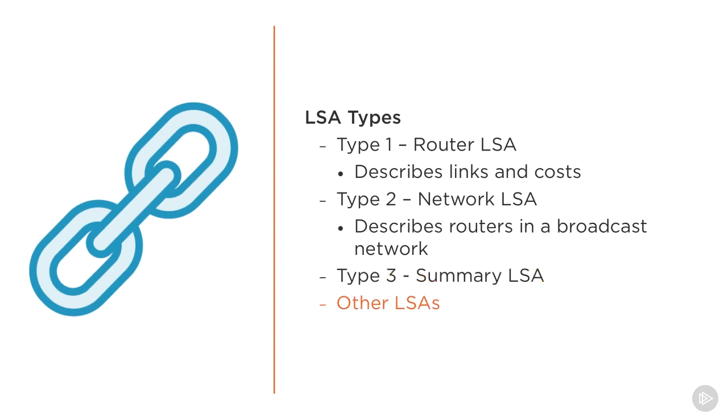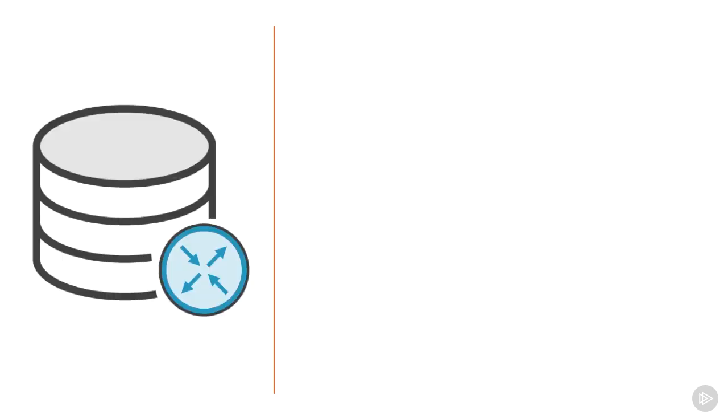There are other LSA types, including Type 5 and Type 7 LSAs. These are used when we're connecting to other autonomous systems in OSPF. This is well beyond the scope of this course, so I'm not going to worry too much about the other LSAs. In OSPF, we're keeping 3 separate databases.